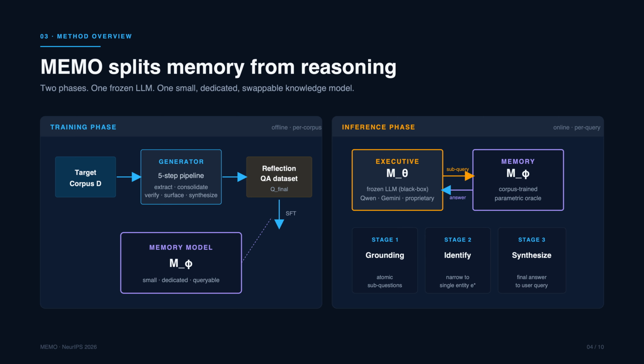Here's the high-level architecture. MEMO splits memory from reasoning into 2 phases. On the left is training. A frozen generator model takes a target corpus and produces a reflection QA dataset using a 5-step pipeline. That dataset is then used to supervised fine-tune a small, dedicated memory model. On the right is inference, a frozen executive model, which can be any LLM, open or closed, queries the memory model through a 3-stage multi-turn protocol. Grounding, then entity identification, then answer synthesis. The executive treats the memory model purely as a black box knowledge oracle.